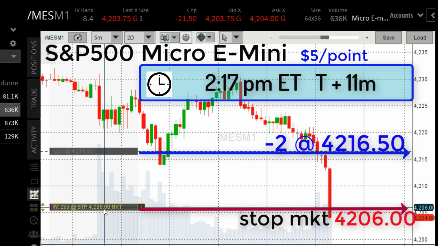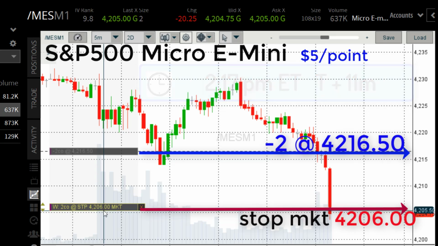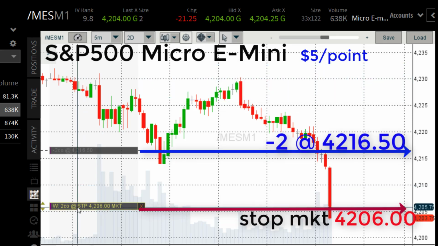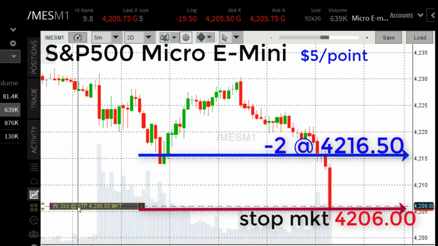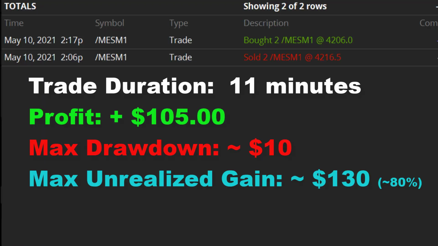I'm 11 minutes into the trade now. It's 2:17. Stops at 42.06. Just got stopped out of the trade right there, and this is going to be a nice one. Let's do the numbers. Okay, 11 minutes duration for the trade.